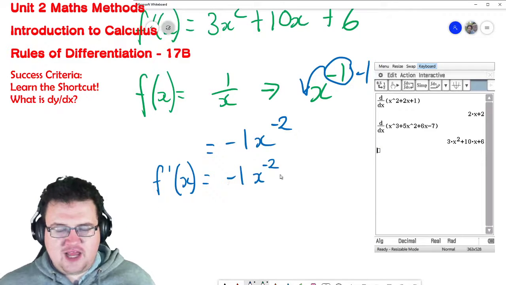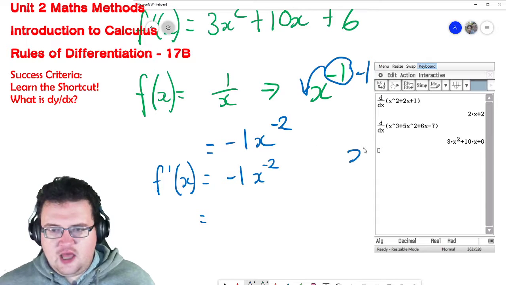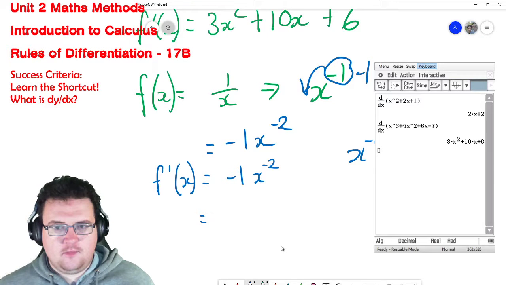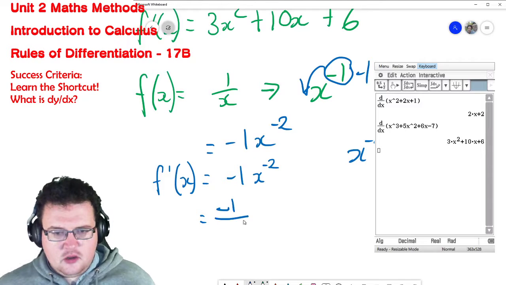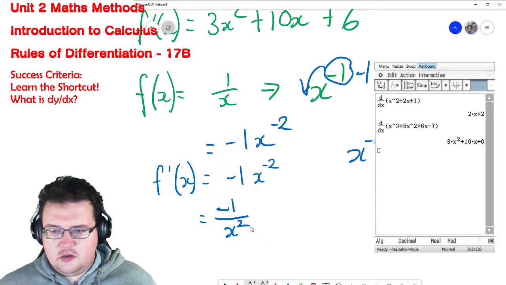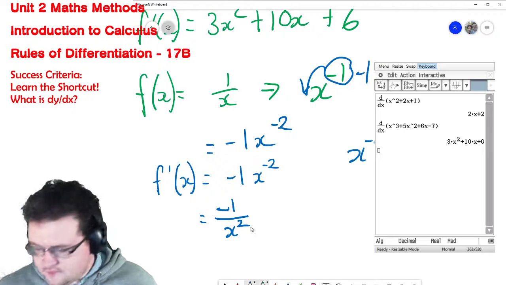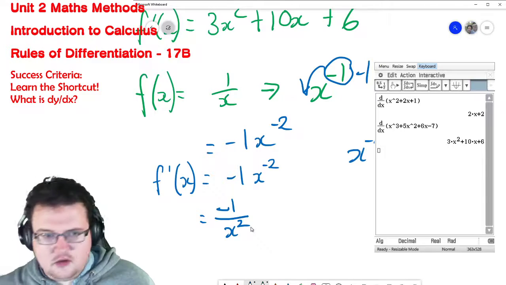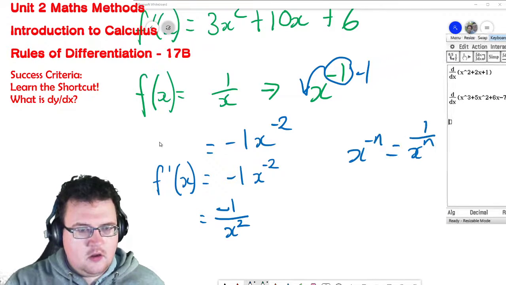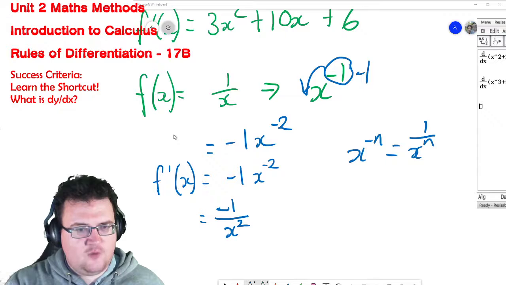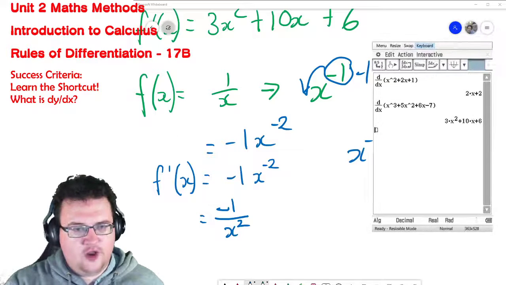I could turn this back into a fraction by saying, well, x to the minus n is actually equal to 1 on x to the n. And that means that f dash x is actually equal to -1 over x squared. So x to the -1 is equal to 1 on x to the n.